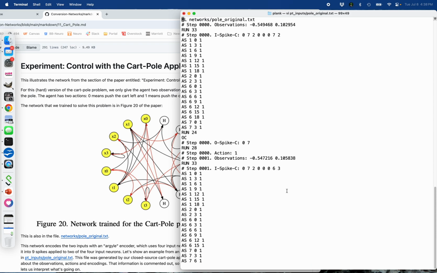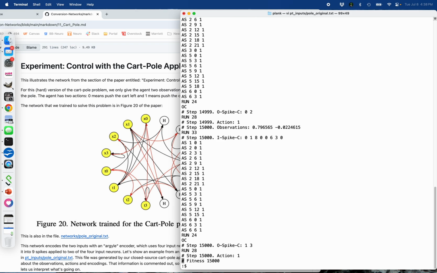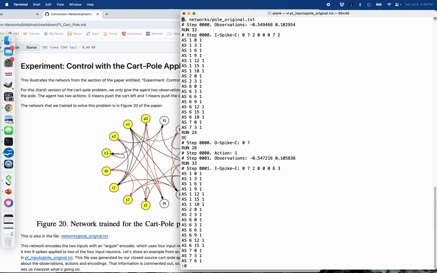Okay, so that's how the input processing goes. There's a little bit more to it. When we run this in the processor tool, we can look at the output count, and that output count should match that one exactly. There's the action that our application came with, and this one ends up keeping the pole up for all 15,000 time steps. Yep, so it's there.